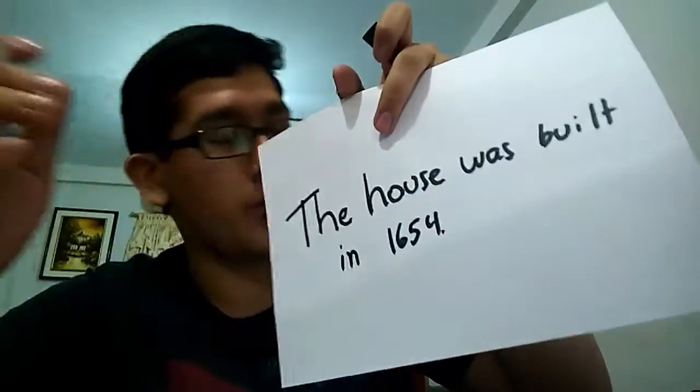Let's see this example. The house was built in 1654. Okay, the house was built in 1654. Now, what is the difference between this passive voice and the active voice? The principal thing that we're talking about is the house.